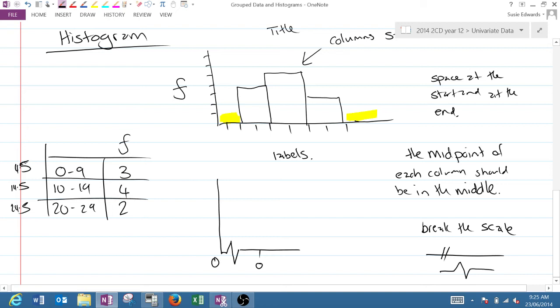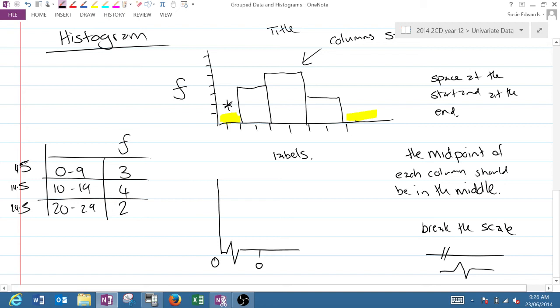Okay, because one of the rules in a histogram is that you have to have a space at the start. And so if I put my graph starting at 0 on the line, there's no space at the start. So you have to have a space at the start. So if you just always break the scale at the start, you're never going to have an issue, because you can start it wherever you want it to be. Does that answer your question?